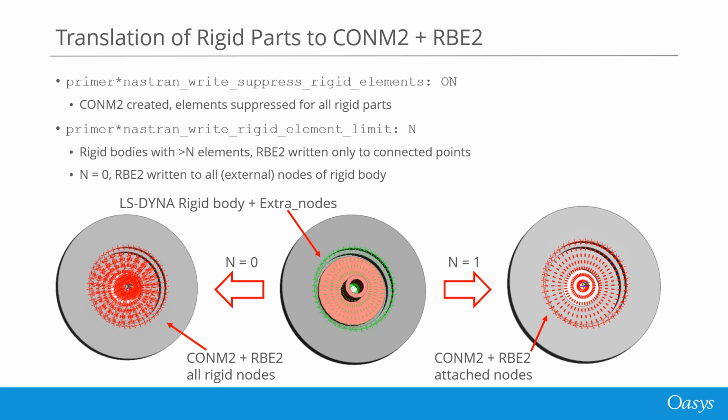The second option is primer star Nastran write element limit. This could be set to some number, like say n. If n is greater than 0, primer will write only attached nodes to RBE2 for rigid bodies with more elements than n. If n is equal to 0, primer will write all external nodes to RBE2.